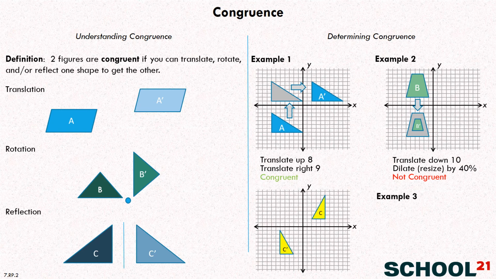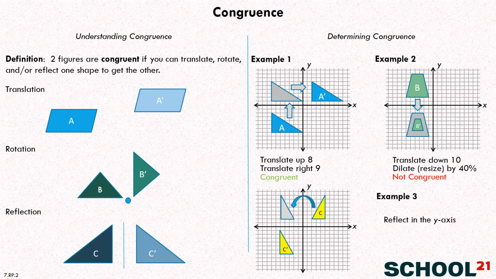Let's do one other example here. Here we have shape C and shape C prime. Just by looking at it, what do you think? Do those look like they might be congruent? Yeah. They do, right? The side lengths are the same, the angles look the same. Let's figure out how we got from C to C prime. Any ideas there? Another translation and maybe a reflection. Yeah, because they're kind of mirror images of one another. And with those 2, you could have done them in either order.